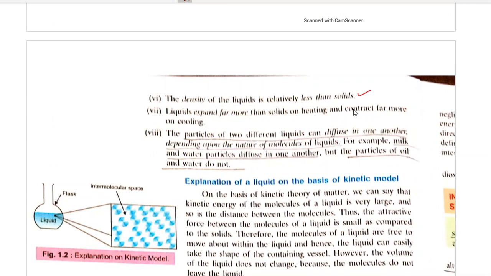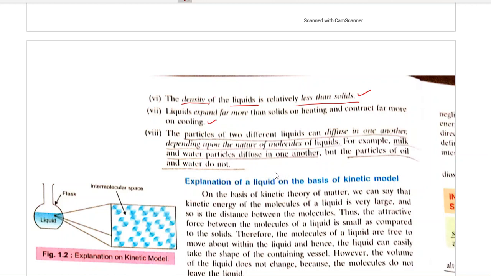Density of liquid is less than solids. There is an exception here. When we talk about density of liquid being less than solid, there is an exception. The exception is wood. Wood has density less than water. Water is liquid, wood is solid, but still wood's density is less than water. Liquids expand far more than solids on heating and contract far more on cooling. That's one very unique property.